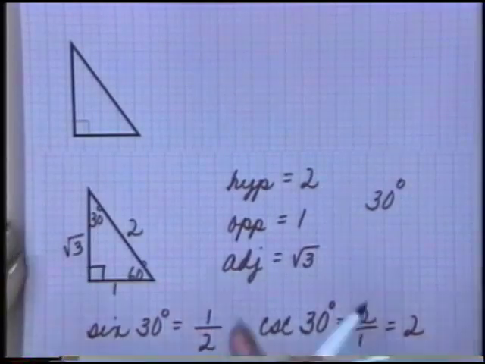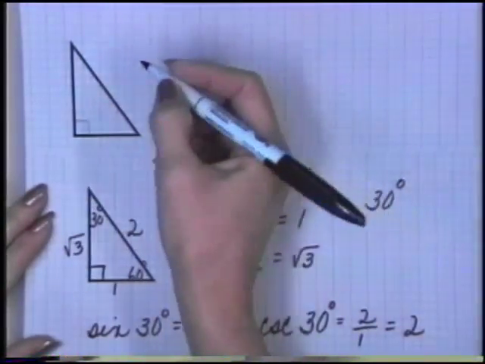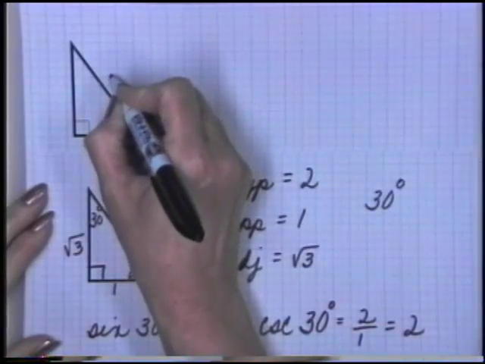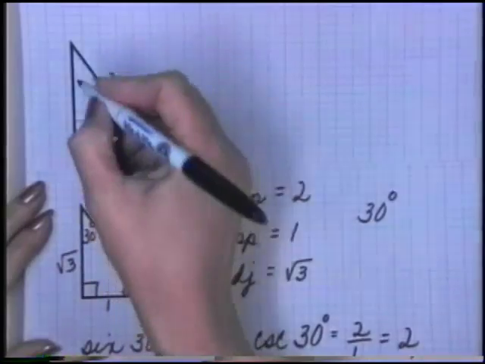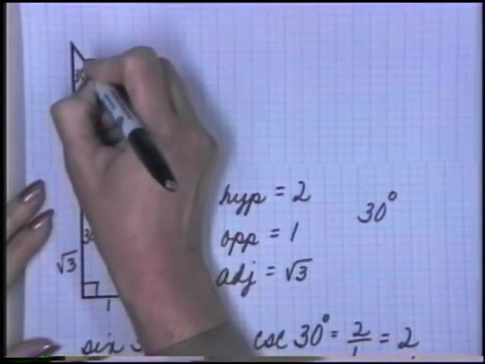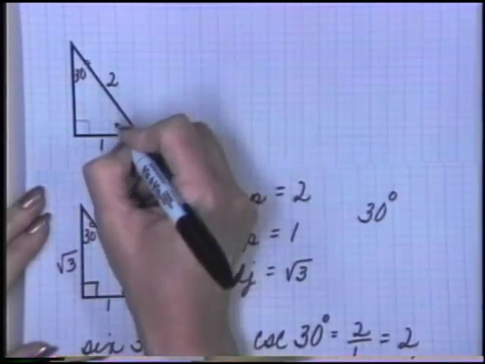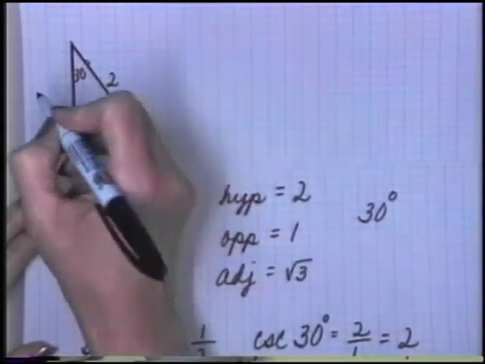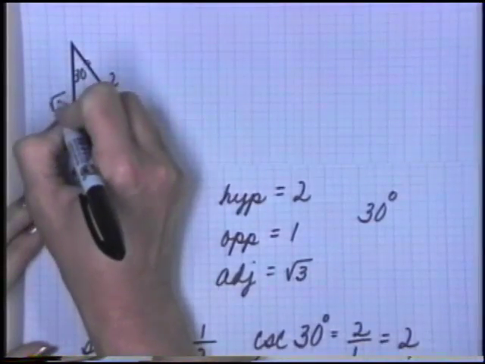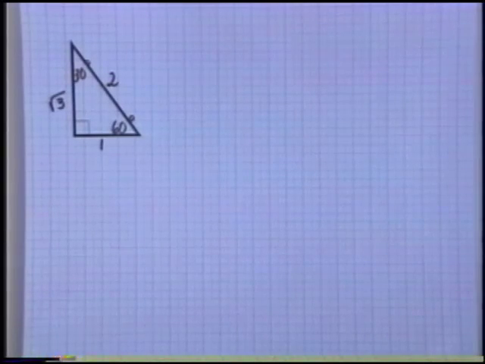Let's go back to our 30, 60, 90 degree triangle. Let's label a new triangle. We'll let the hypotenuse equal 2. We'll label 30 degrees, and the leg opposite 30 degrees is 1. We'll label our 60 degree angle, and the leg opposite our 60 degree angle measures the square root of 3.